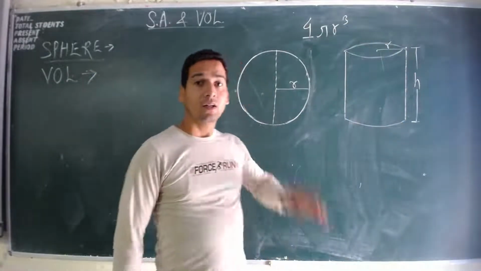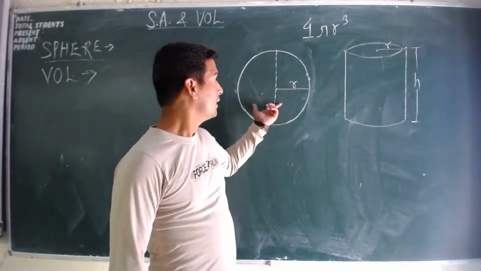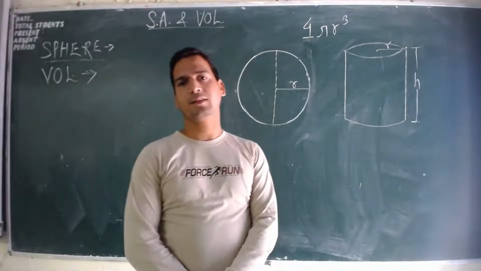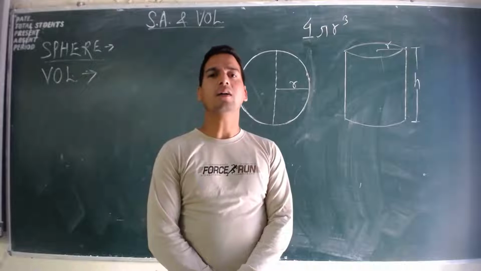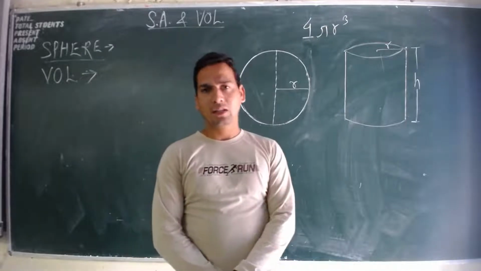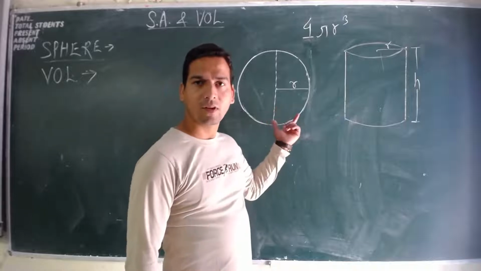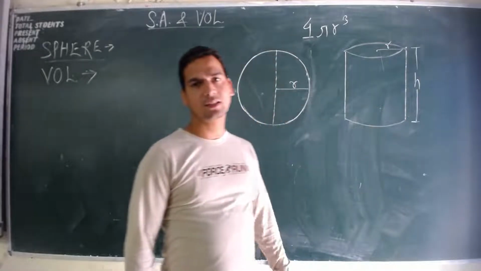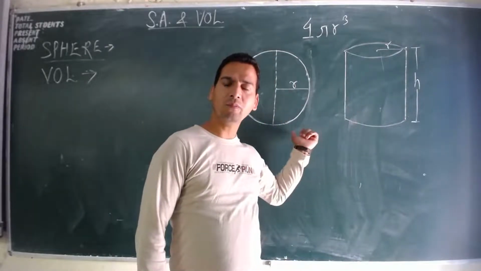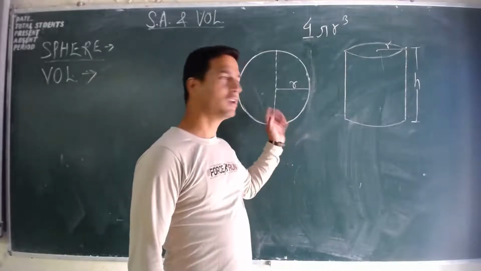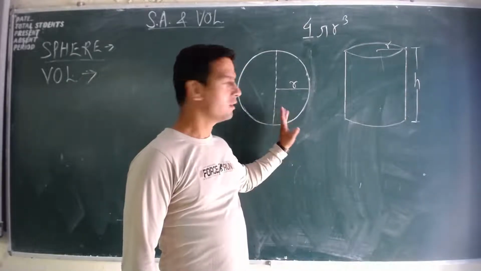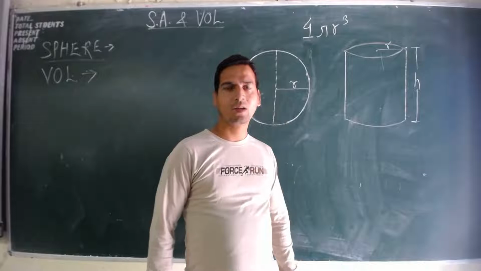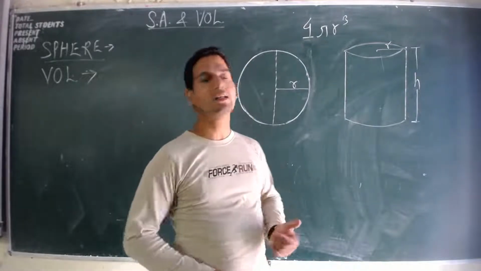Lab activity is that when we take 3 volumes of sphere, it will be equal to 2 volumes of cylinder. This has been proved in the lab activity. 3 volumes of sphere will be equal to 2 volumes of cylinder, because cylinder has greater volume compared to sphere. So sphere needs more times compared to cylinder.